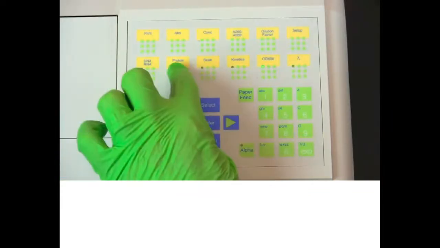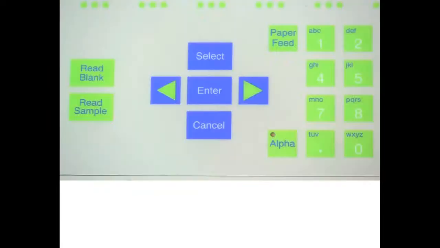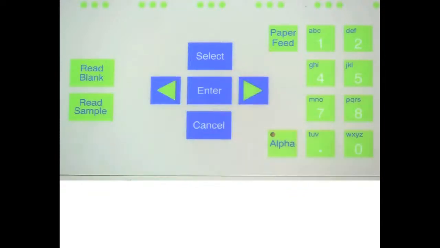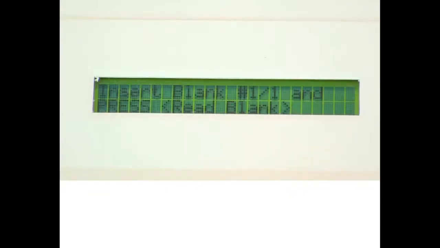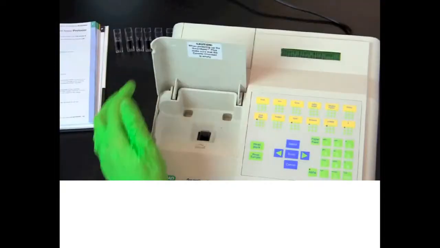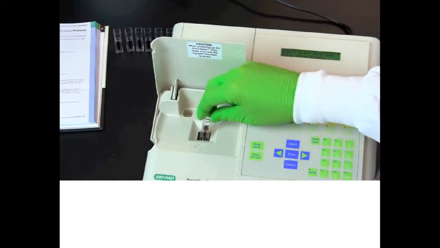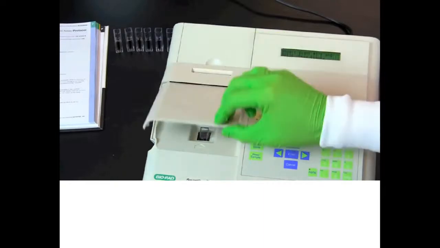To determine the protein concentration using a spectrophotometer, select for the Bradford assay. When asked to insert blank into the spectrophotometer, insert the cuvette labeled control. Use the blank to set the spectrophotometer to 0 absorbance, or 100% transmittance.